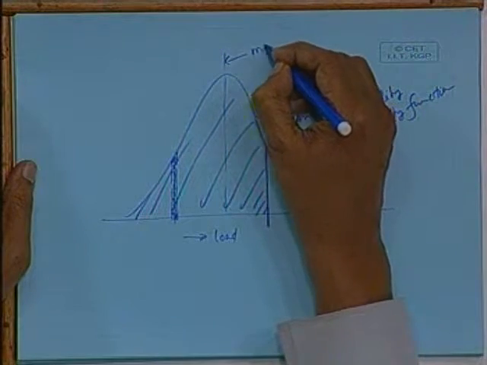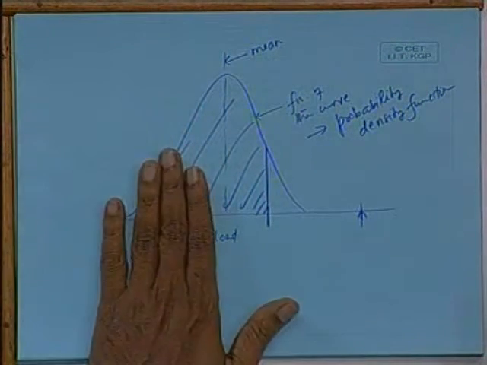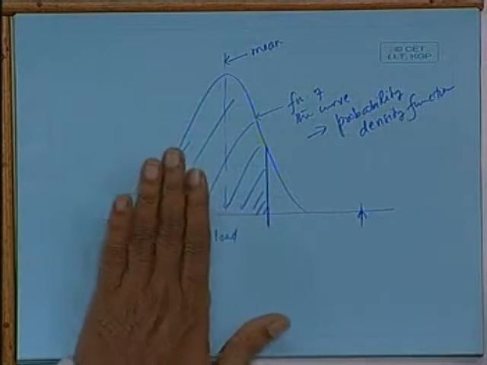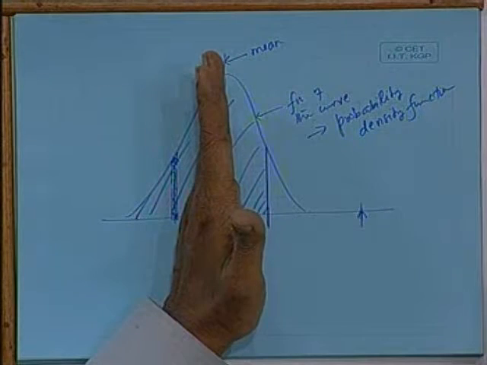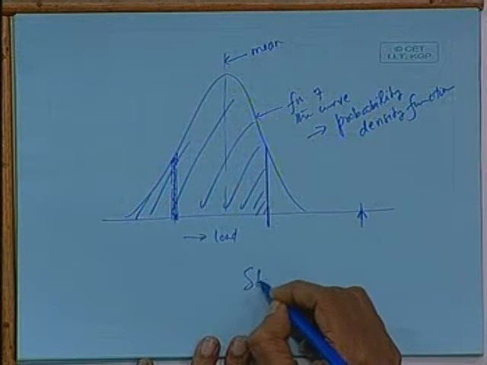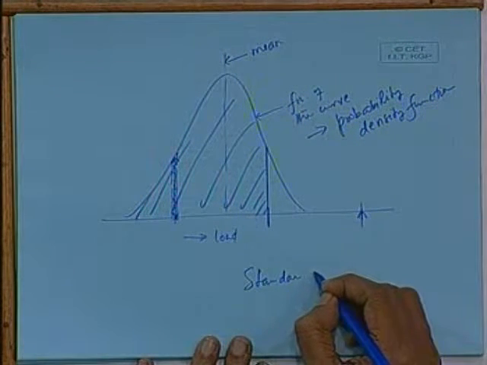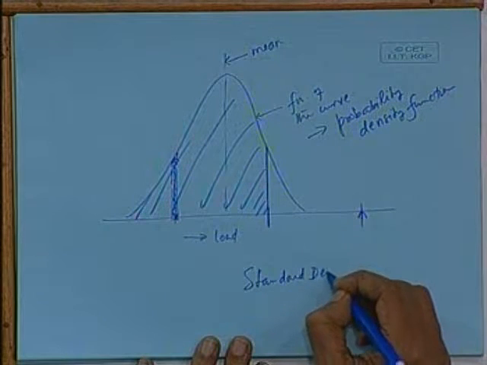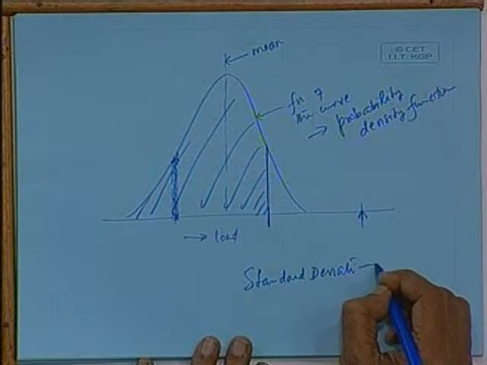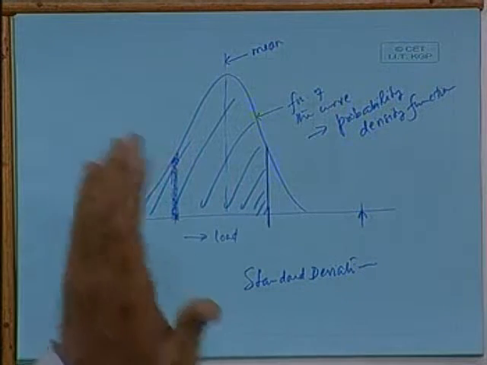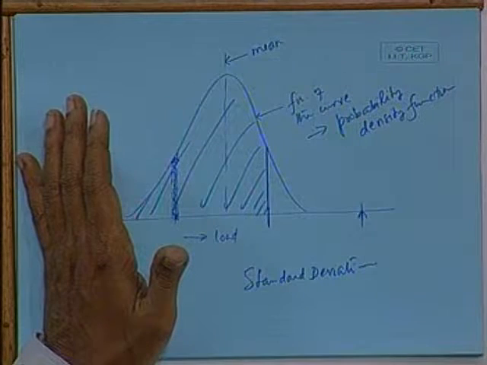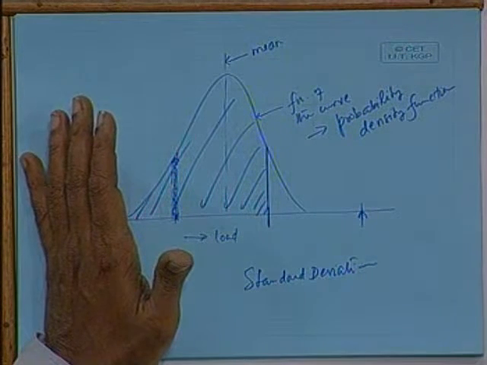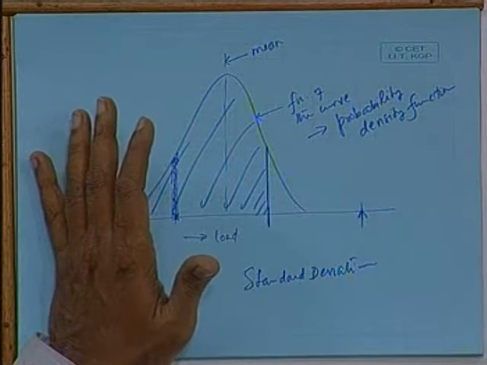Okay. So, this curve has this property of mean. Mean is the average of this. If it is symmetrical on both sides, then the mean is the center line. And standard deviation is the square root of the average, the root mean square. Standard deviation is the root mean square value.